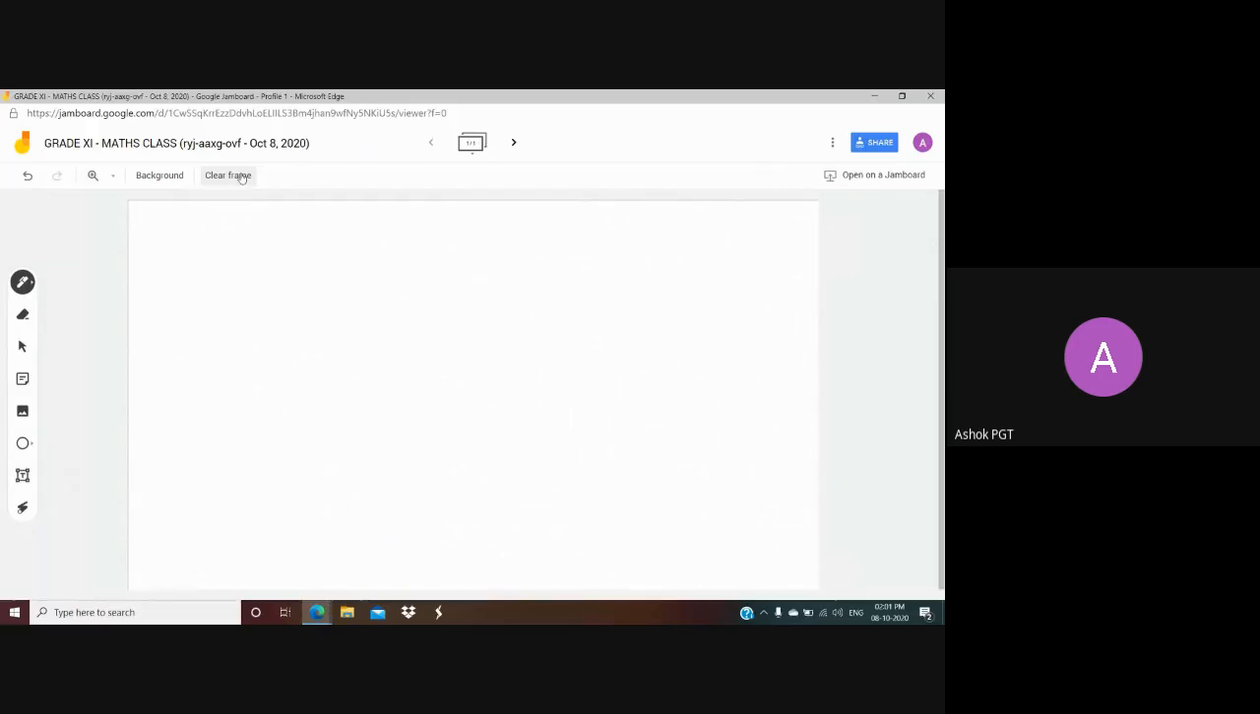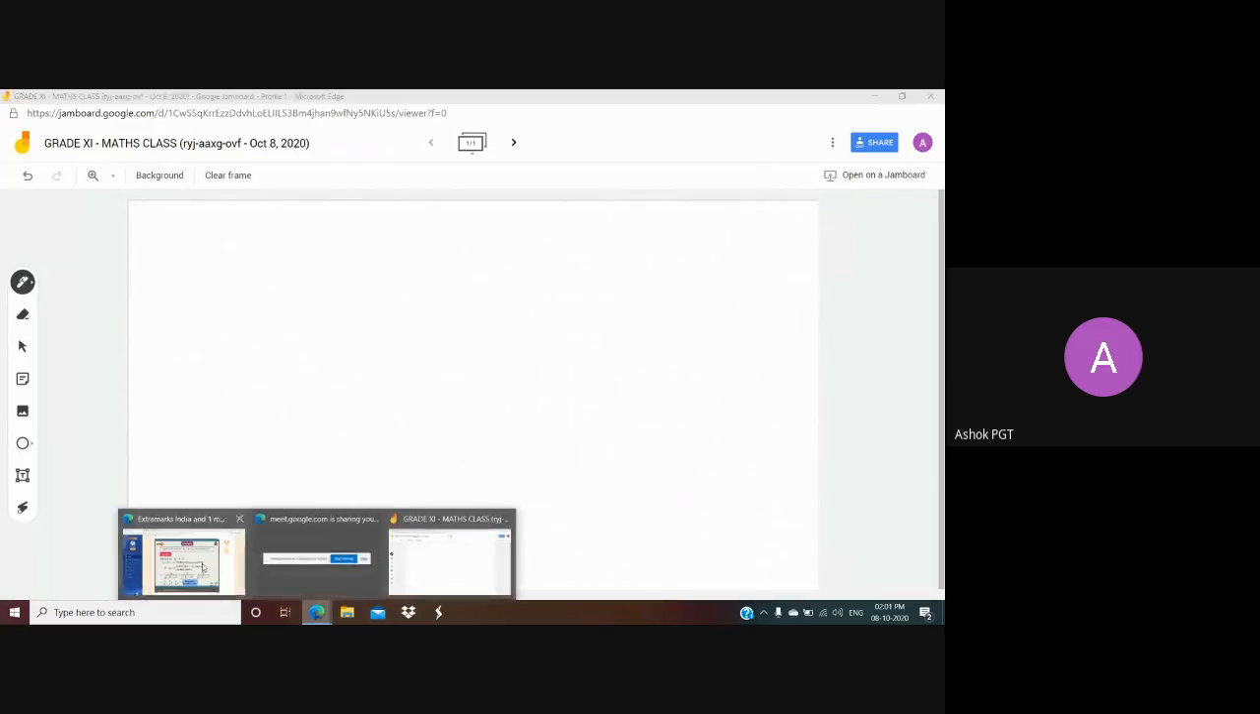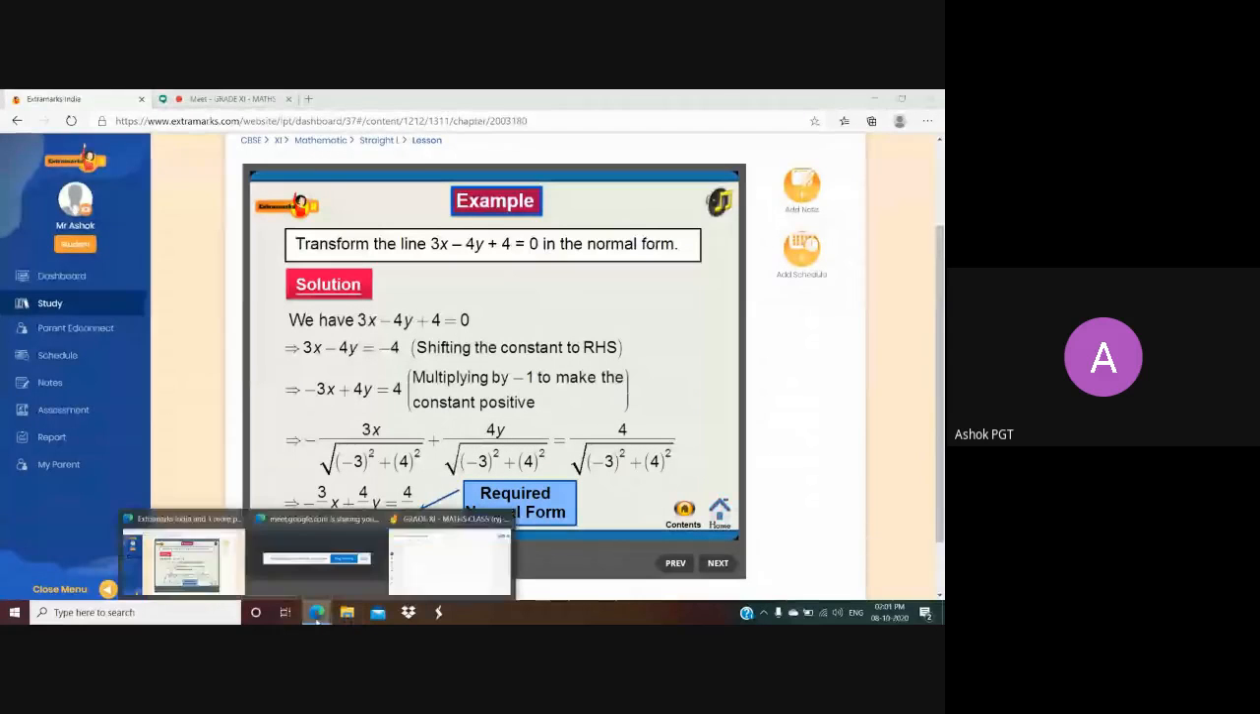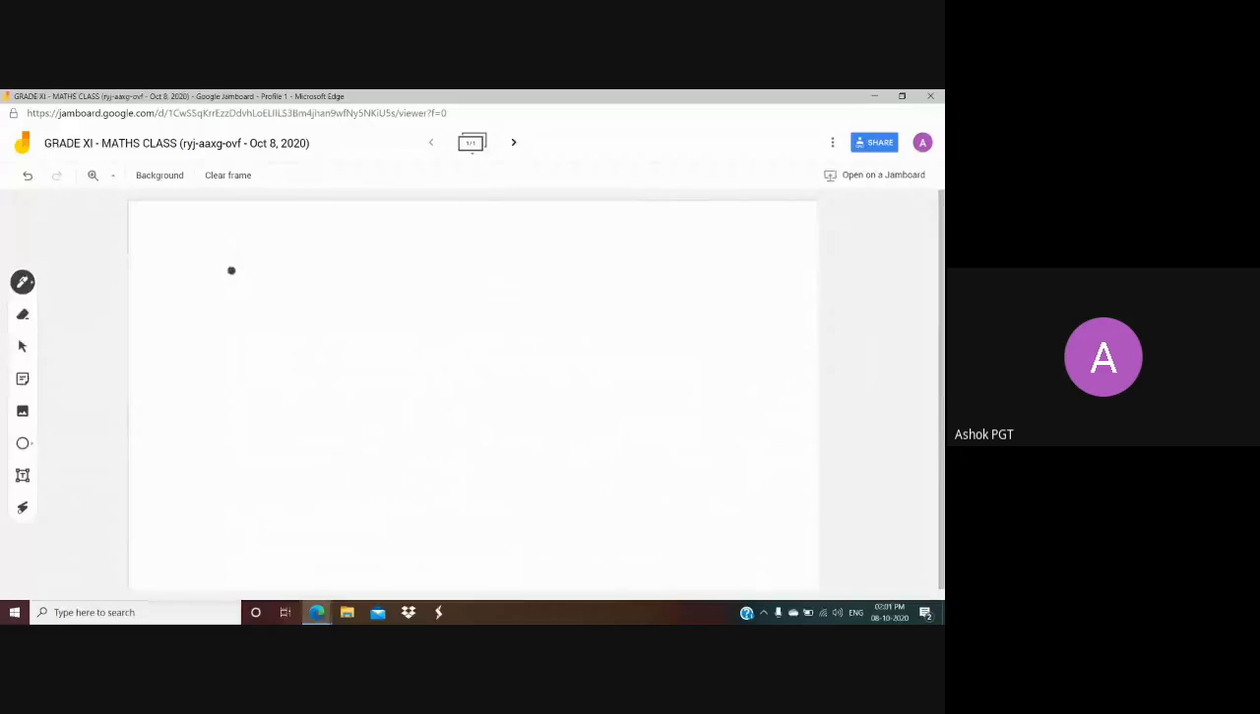Students, here the equation is 3x minus 4y plus 4 equal to 0. This is the question, students. Now we need to convert this into normal form. In normal form, what we have done is x cos alpha plus y sin alpha is equal to p. What we did is we just drew the triangle. Alpha is kept here. A, B, we have taken square root of a square plus b square, and the entire equation was divided by it.